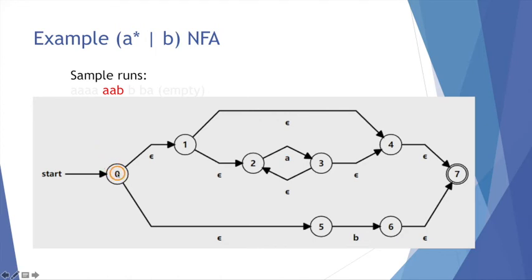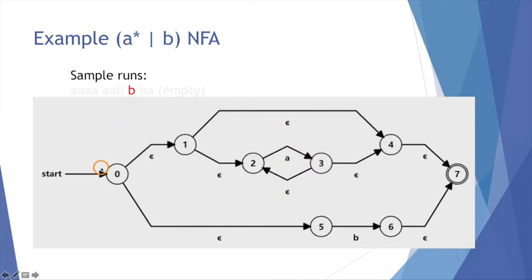AAB: again, we're going up, and then from 1 to 2, then to 3, you have A, loop back to 2, and do another A, you have 3, and then you have nowhere to go on B, because AAB is going to be rejected. So you're going to end up at a rejected state.